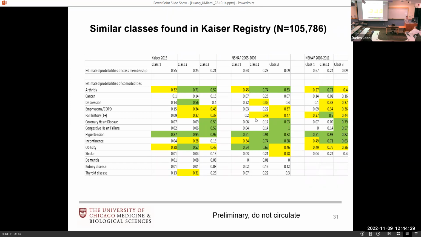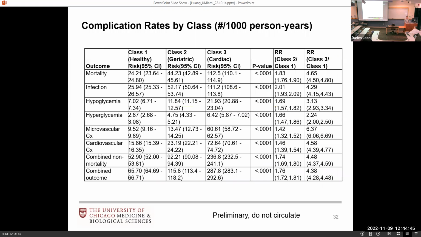Again, high rates of cardiovascular disease in class 3, lots of obesity and geriatric conditions in class 2, and a relatively healthy class 1. So we suspect that these patterns are repeatable. And we were able to extend that original observation about the classes to start looking at their natural history of disease. These are different complications of class 1, 2, and 3, and there seems to be a stepwise elevation of risk going from class 1 to 2 to 3 for basically all the complications.